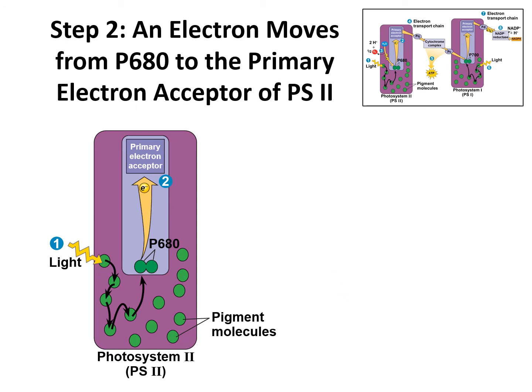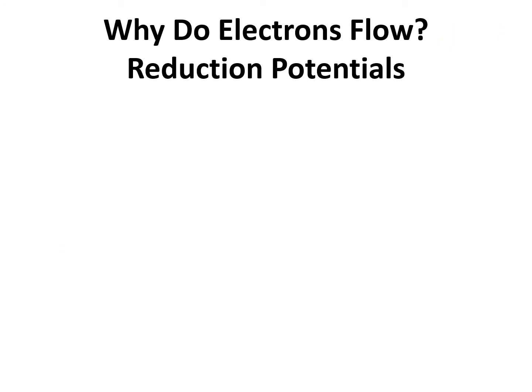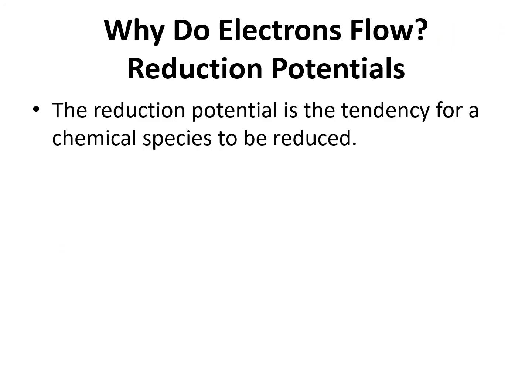All right, step 2, we excite that electron from P680. So step 1, we absorb light in all the pigment molecules. Step 2, we excite that electron up to the primary electron acceptor. That is step 2. From there, electrons flow down the electron transport chain.